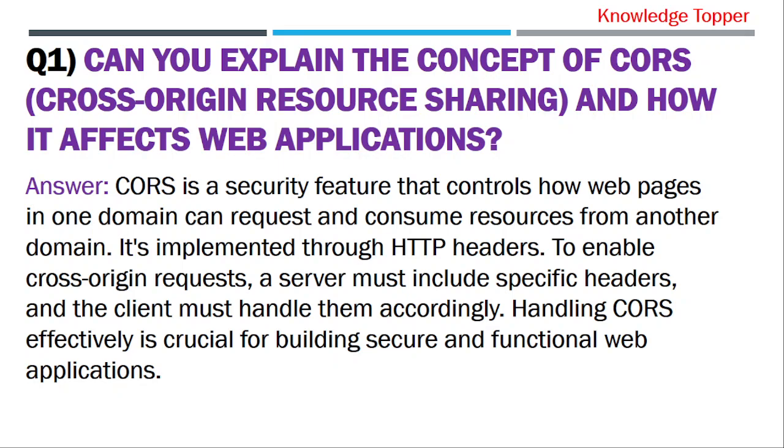So how you can answer this particular question is that, well, cross-origin resource sharing is a security feature that controls how web pages in one domain can request and consume resources from another domain. Basically, it's implemented through HTTP headers. To enable cross-origin requests, a server must include specific headers and the client must handle them accordingly. Basically, handling cross-origin resource sharing effectively is very crucial for building secure and functional web applications.